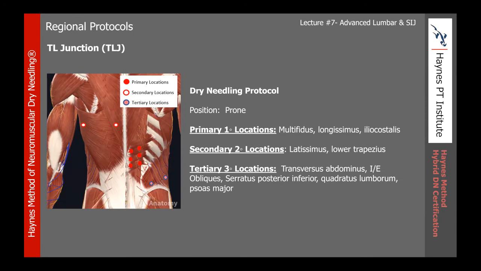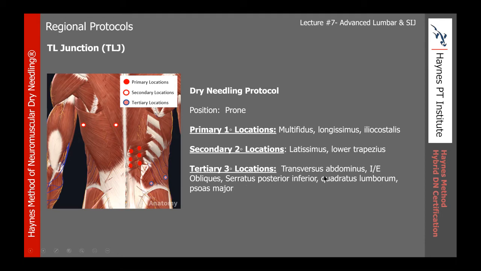So for the TL junction, we have 3 locations. We're going to layer these in what we'll treat first, second, and third. Again, we went through the protocol for how often to do primary, when to move on to secondary, and when to move on to tertiary, and the same approach still applies here. Our primary location for treating the TL junction is going to be the multifidus, longissimus, and iliocostalis around the TL junction. Our secondary location is going to be the latissimus and the lower traps. Again, they all converge in that area.